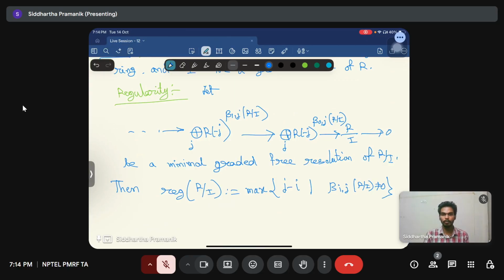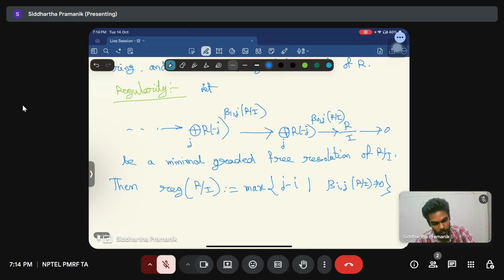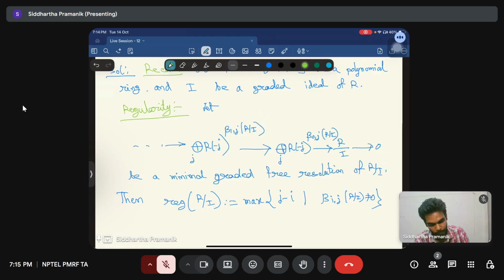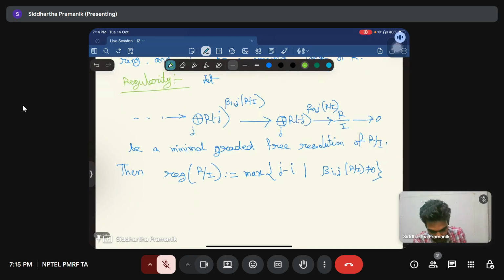So this is the regularity. It can be defined in a more general setup using other things like local cohomology. But for our computational purpose, in this polynomial ring, we can define it in terms of graded Betti numbers. So this is the definition of regularity and projective dimension.